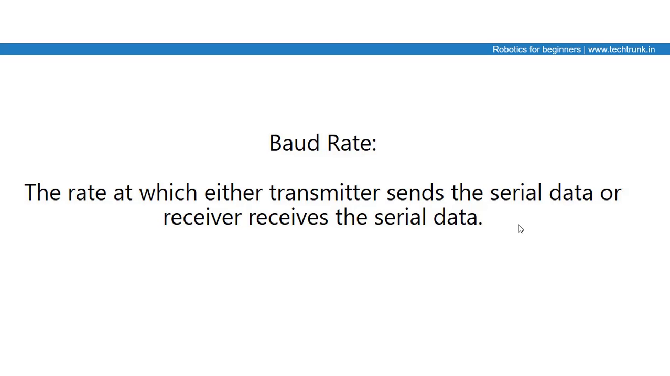So generally we work with standard baud rates for communication between two devices, and the standard baud rate, which is generally supported by most of the microcontrollers and computers, is 9600 bits per second. In our case also, we are going to use the serial communication baud rate as 9600 bits per second.